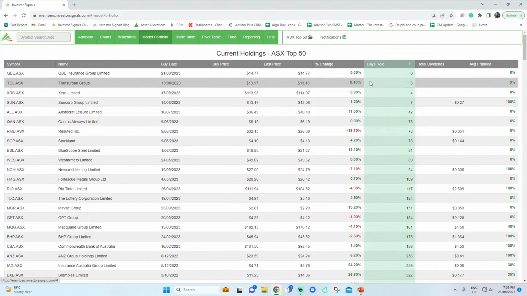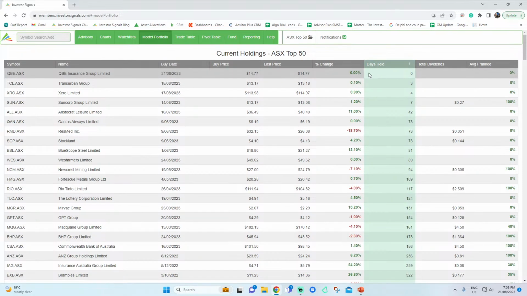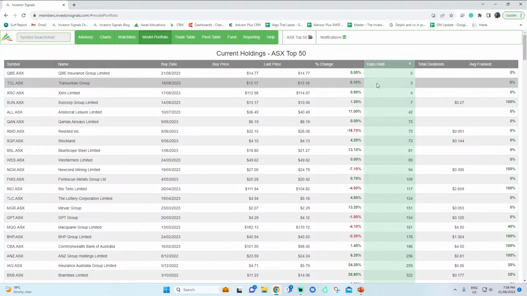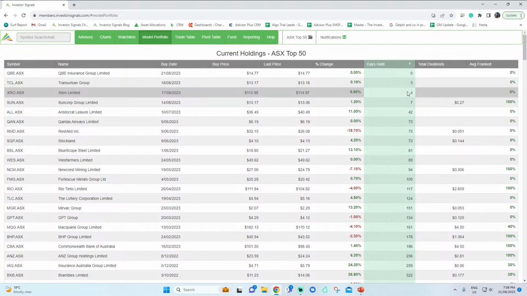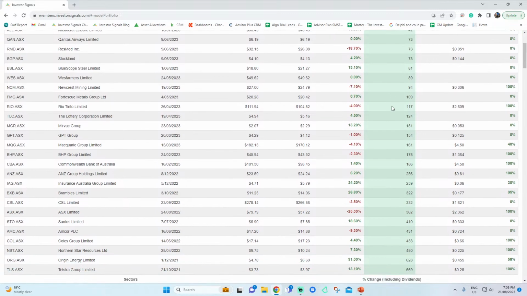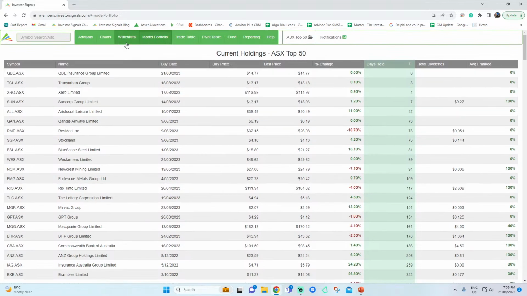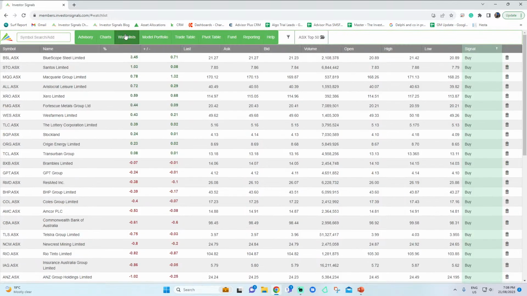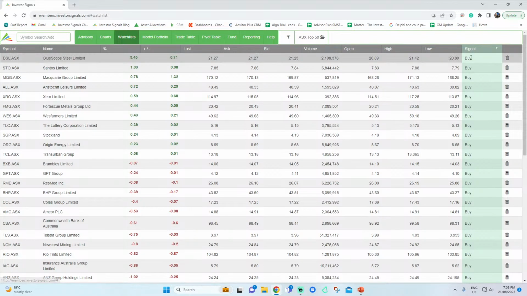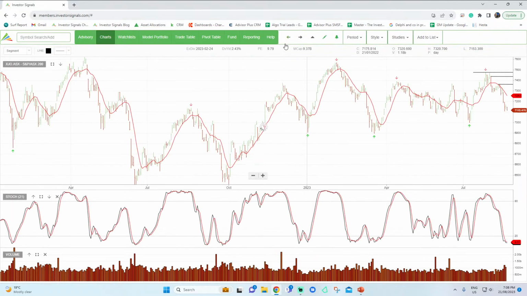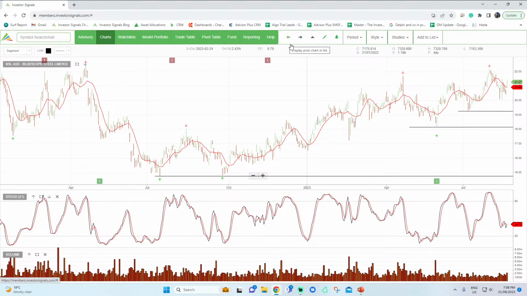You get the least number of days, so you can see here QBE was added recently, Transurban only 3 days ago, 4 days ago, and you can scroll back through and have a look at those current holdings and the performance. So what we're doing tonight though is going into the watch list, organising them in buy signal, and I'm just going to move through these and share some analysis with you on which ones to scribble down on your notepad and add to your watch list.